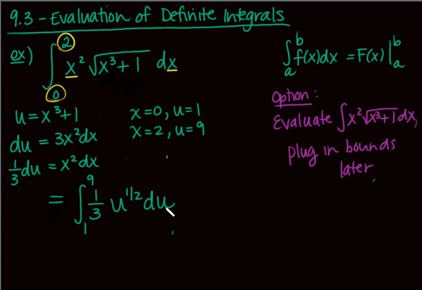Okay, we have redone our bounds. We've redone our limits of integration so that they now apply to u. Right? I have a relationship between u and x. That relationship now has been used to redo my bounds.